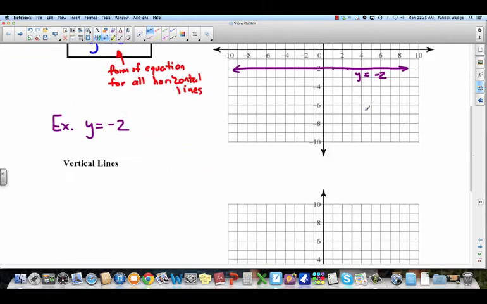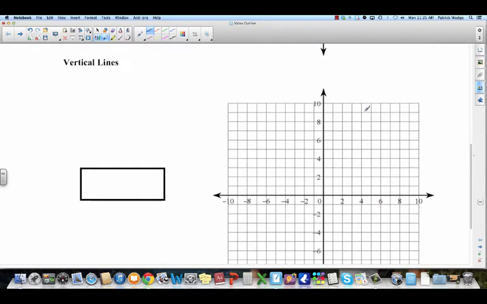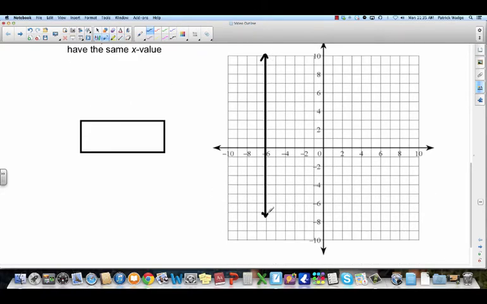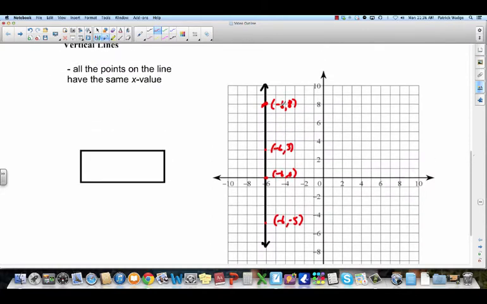All right, let's move on. Vertical lines. For vertical lines, all the points on the line have the same x value. So again, for example, if I draw a vertical line right here, verticals are up and down. Let's name these points. This point here is (-6, 8). This point is (-6, 3). This is (-6, 0), and this point here is (-6, -5). You can see that all the points have the same first number, which is the x value.